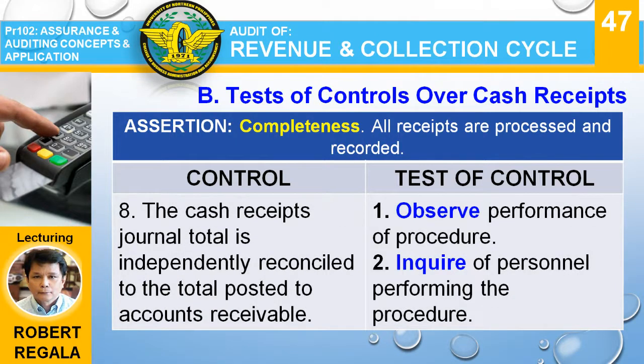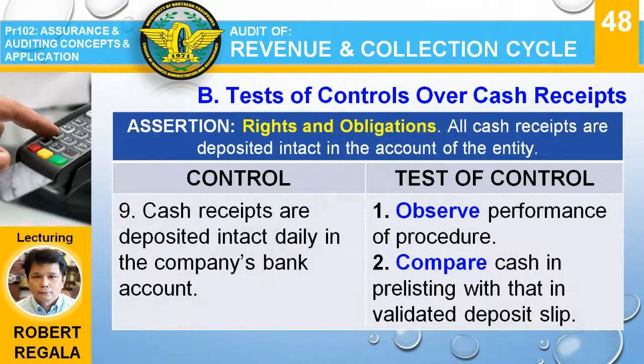Slide 47. The eighth control is described as the cash receipts journal total is independently reconciled to the total posted to accounts receivable. This control ensures postings to accounts receivable. To test this control over the assertions, the auditor observes the procedure being performed and makes inquiries of personnel performing the procedures.